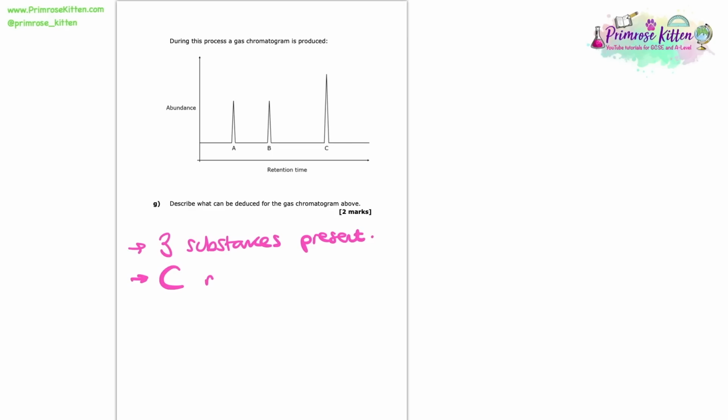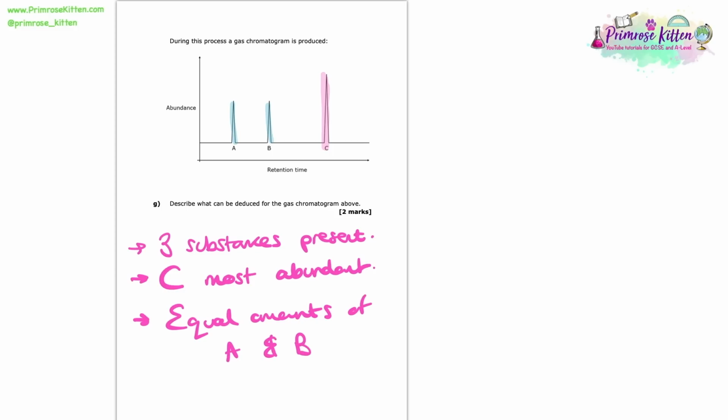Another thing that we can say is that out of these, C is the most abundant. If you look at its peak, you can see its peak is much larger than the others. Now finally, A and B, you can see they both peak at the same point. And for that reason, we can say that equal amounts of A and B are present in this sample. And that would be our analysis of this.